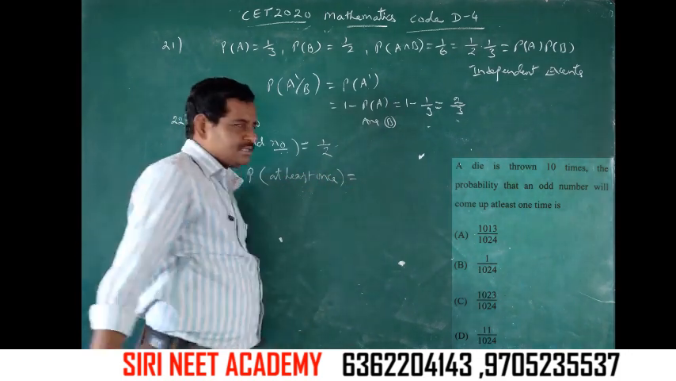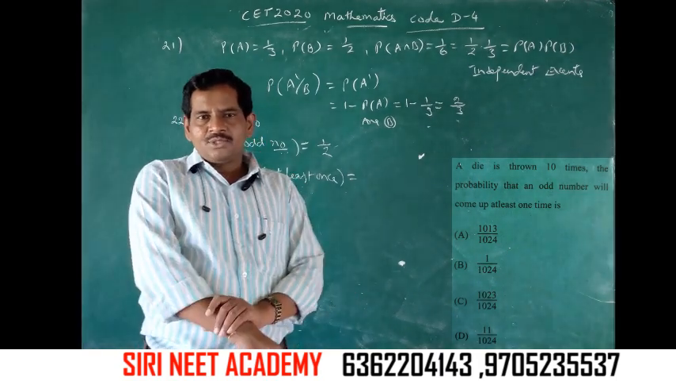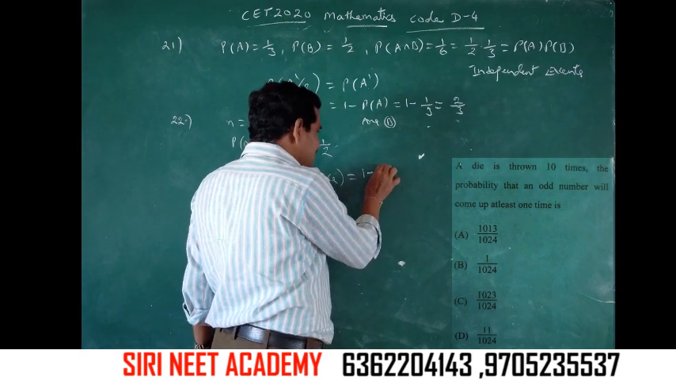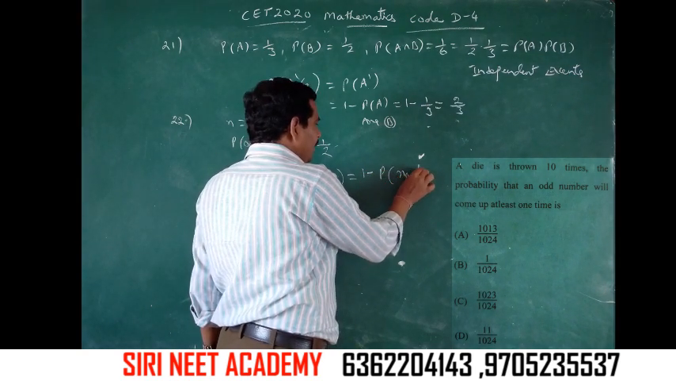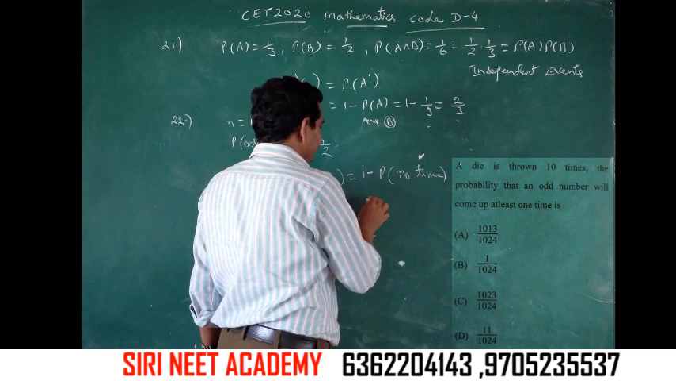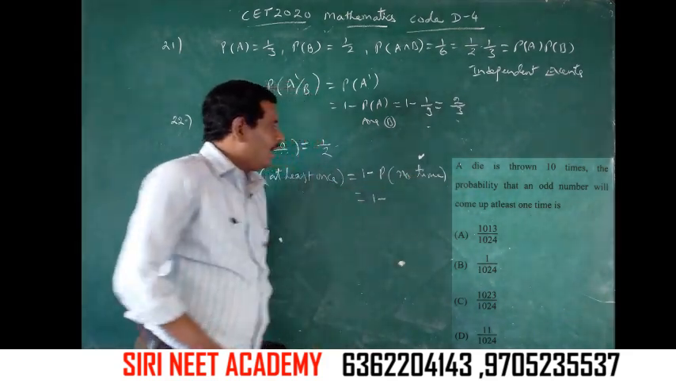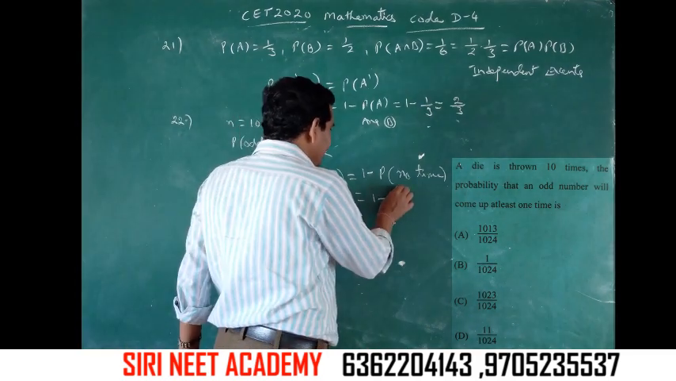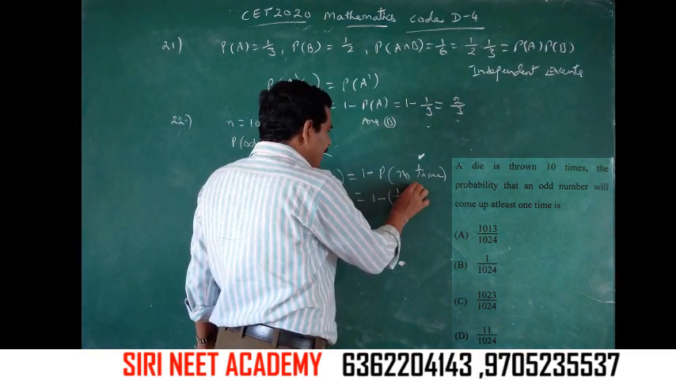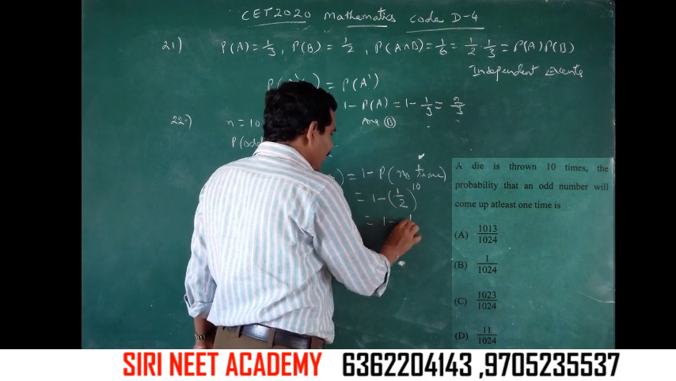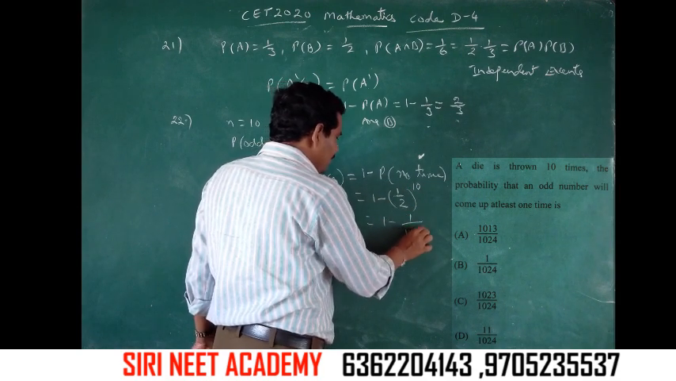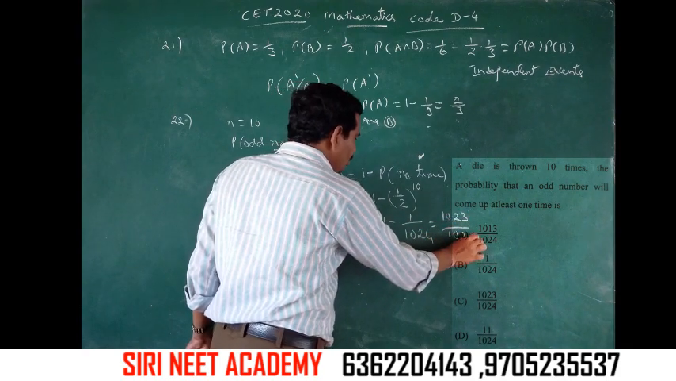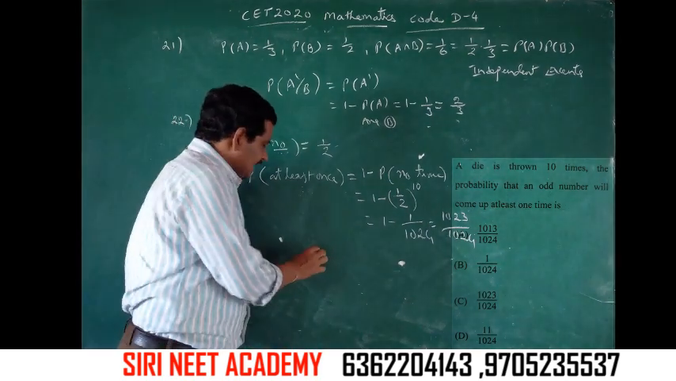At least once means 1 time or 2 times or 3 times or all the times. So we can write as 1 minus probability of no time. It means 1 minus all are even numbers. So probability of even number is 1 by 2. All means 10 times. It means 1 minus (1 by 2) to the power 10, which is 1 minus 1 by 1024, nothing but 1023 by 1024. So answer is C, third option.